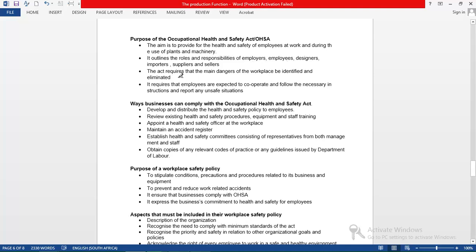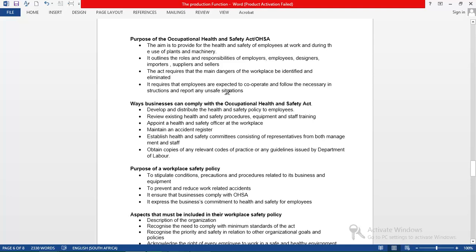And also the act requires that the main dangers of the workplace be identified and eliminated. If there are any dangers at the workplace, they should be identified and eliminated. How do you eliminate them? Make sure that maybe no employees enter those dangerous places, or actually make sure that those places are not there at all in the workplace, right?